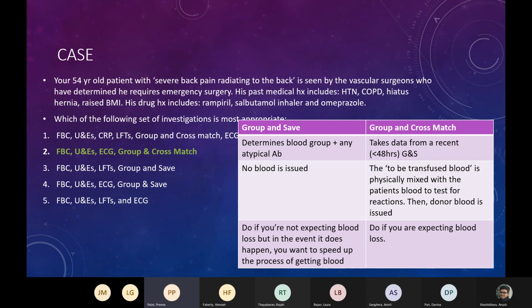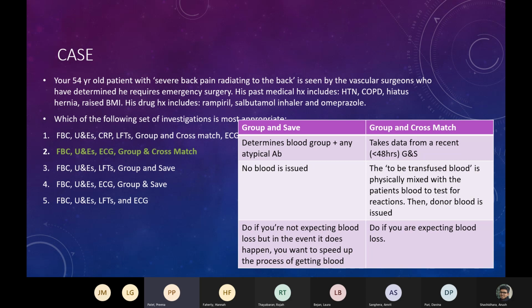And then the group and cross match option was basically just testing whether you knew the difference between a group and save and a group and cross match. So with a group and save, the first thing to know is that both of them, a group and save and a cross match, take 40 minutes separately. And you've got to do a group and save before you get a group and cross match.